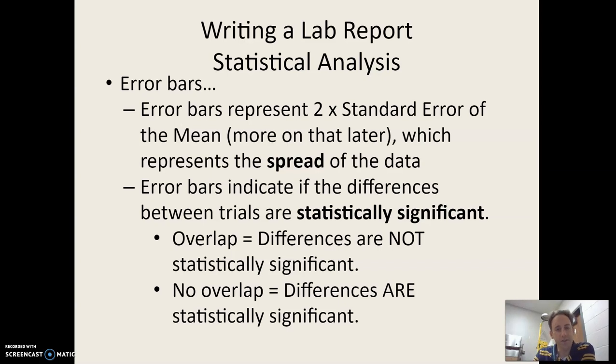The error bars also indicate if the differences between trials are statistically significant. If those error bars overlap one another between 2 trials, that tells you that the spread of the data is kind of overlapping, and therefore the differences are not statistically significant. If there's no overlap, then the spread of the data doesn't overlap, and therefore the differences are statistically significant.